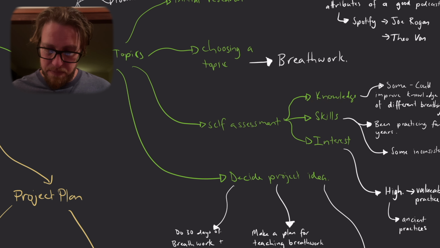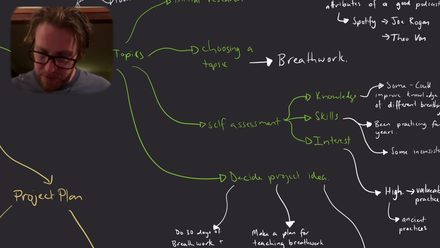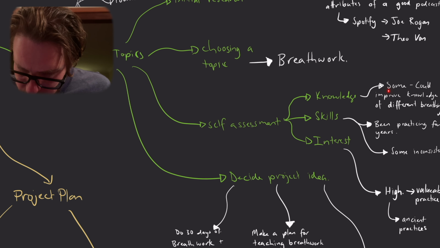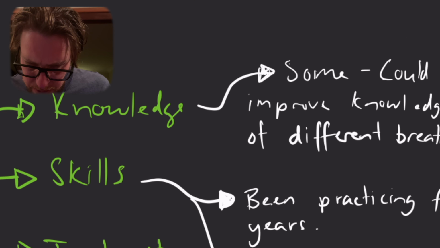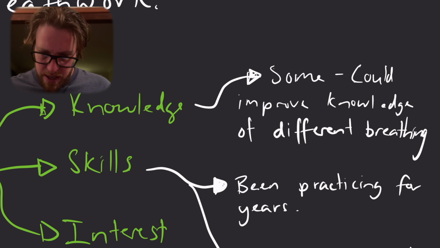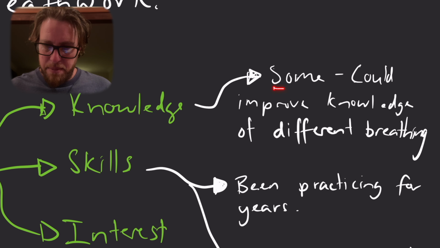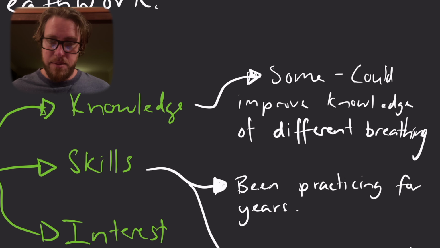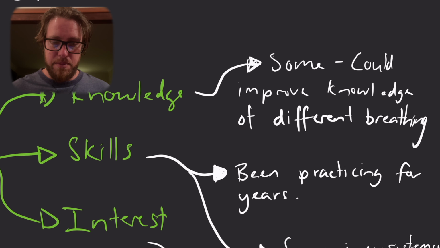We've got knowledge. So I can assess my knowledge relative to the project. What did I write there? Let's zoom in a little bit. I've got some knowledge of this area. It could improve knowledge of different breathing techniques, but I have got some knowledge because I've done it before. So I would assess my knowledge there as I have some knowledge.